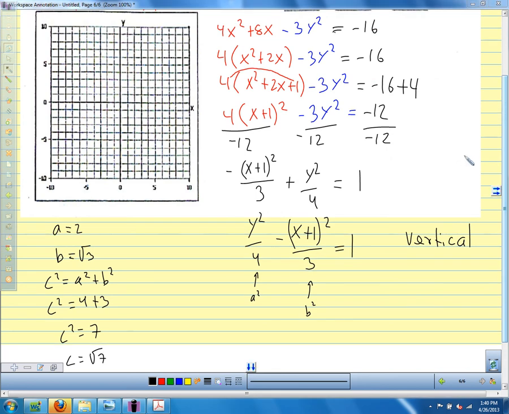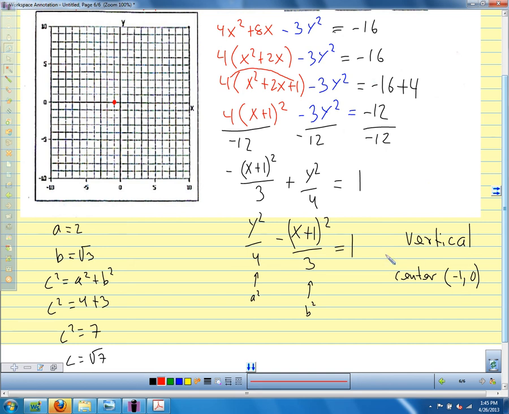All right, now we're ready to start sketching. Where is the center of this hyperbola? Negative 1, 0. This gives me the x-coordinate. This gives me the y-coordinate. So the center is negative 1, 0. So I find my center over negative 1. There's my center. We know it's a vertical hyperbola.